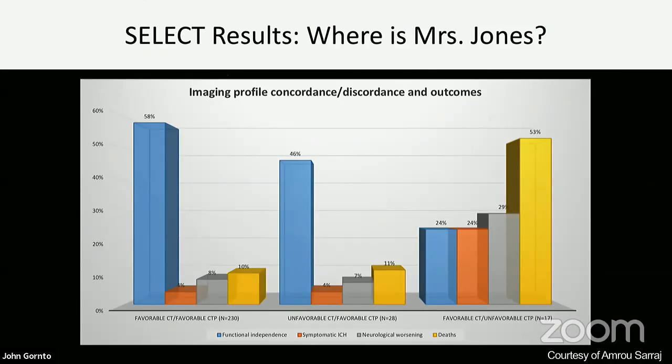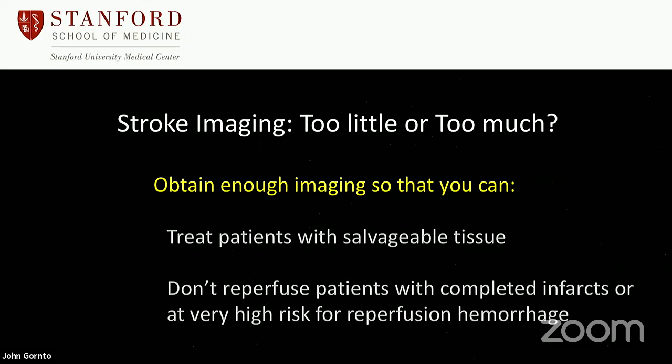So here it is graphically. On the right, unfavorable CTP, but a favorable CT, just like Mrs. Jones, very unfavorable profile of outcomes, whereas the patients who had a favorable CTP, even if the aspects was low, they look like the patients who had good CT, good CTP. So too little, too much. Get enough so that you know who's got salvageable tissue, and try to reperfuse patients who have completed infarcts or at very high risk for reperfusion hemorrhage. Thank you.